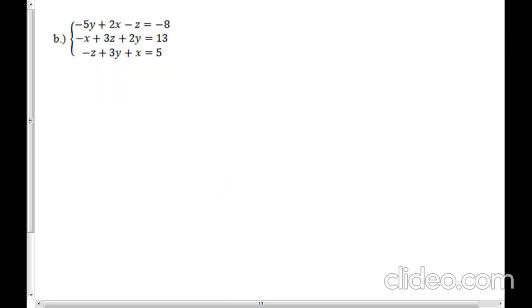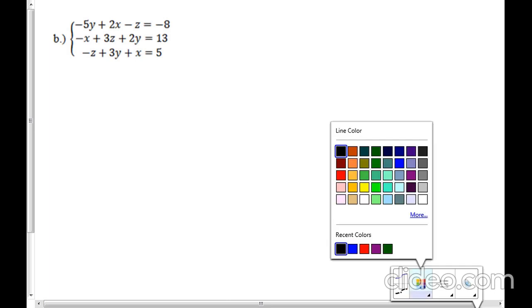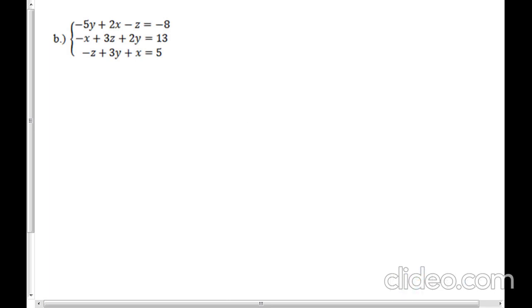Let's take a look at another example. So again, I have three equations here with three variables. So I'm going to go ahead and label them again as A, B, and C. Notice this time that there is not a single equation that only has two variables. All of them have three. So I'm going to strategically choose which ones I want to eliminate.